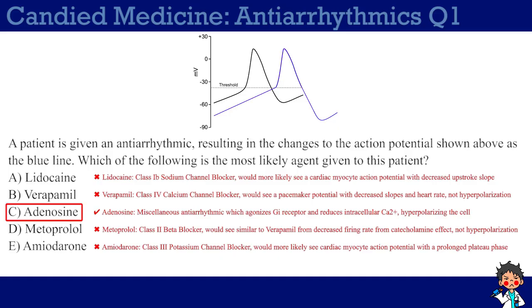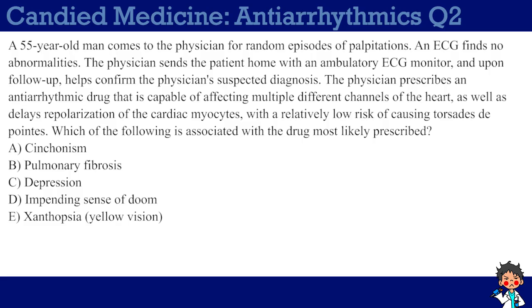So before I leave you off, let's do another question, one that's slightly harder, I would say. A 55-year-old man comes to the physician for random episodes of palpitations. ECG finds no abnormalities. The physician sends the patient home with an ambulatory ECG monitor, and upon follow-up it helps confirm the physician's suspected diagnosis. The physician prescribes an antiarrhythmic drug that is capable of affecting multiple different channels of the heart, as well as delaying repolarization of the cardiac myocytes, with a relatively low risk of causing torsades de pointes. Which of the following is associated with the drug most likely prescribed?